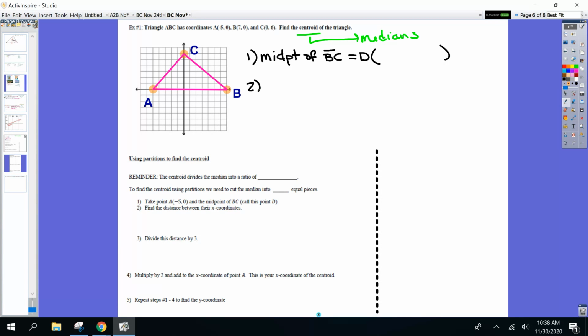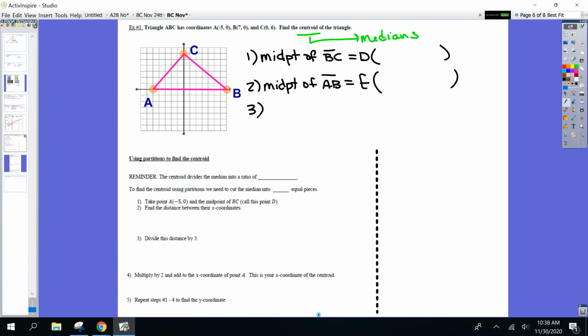Group 2 is going to find the midpoint of AB for me, and you're going to call that point E. That's anybody with last names J through R. Find the midpoint of AB. You guys got the easier one, so don't screw it up.